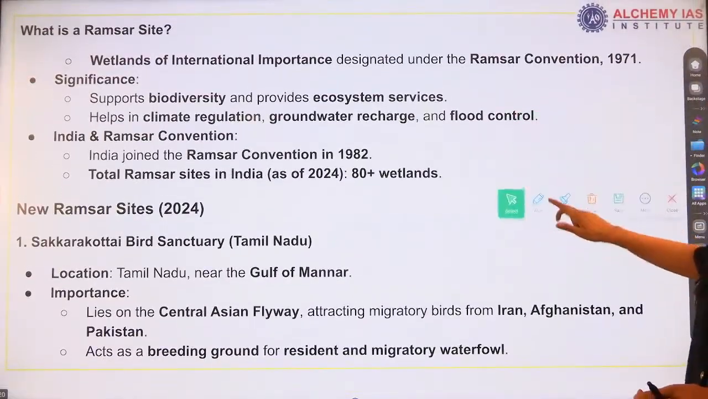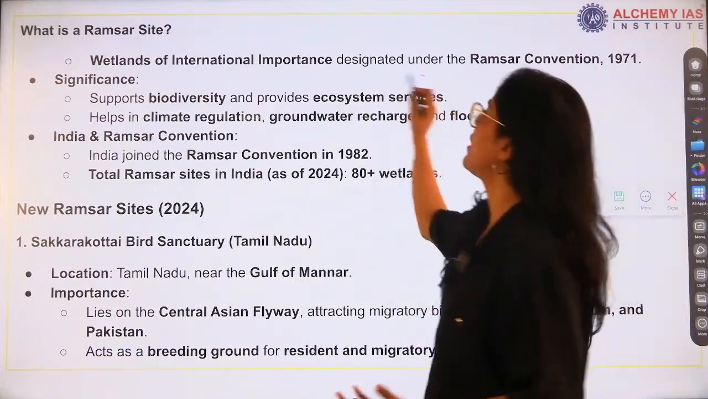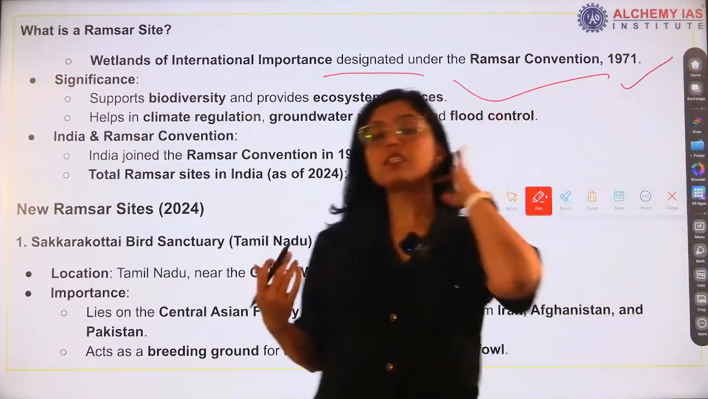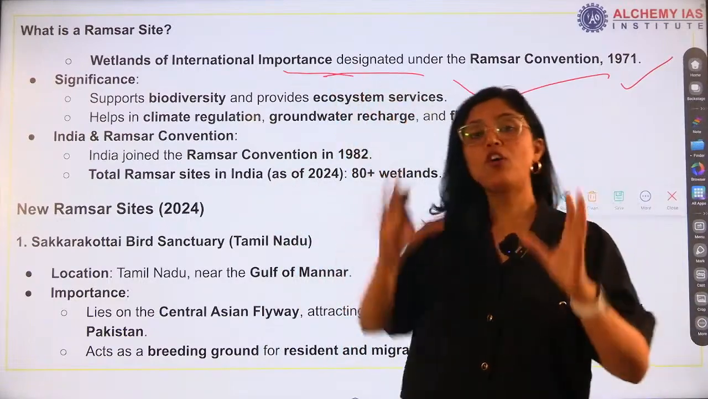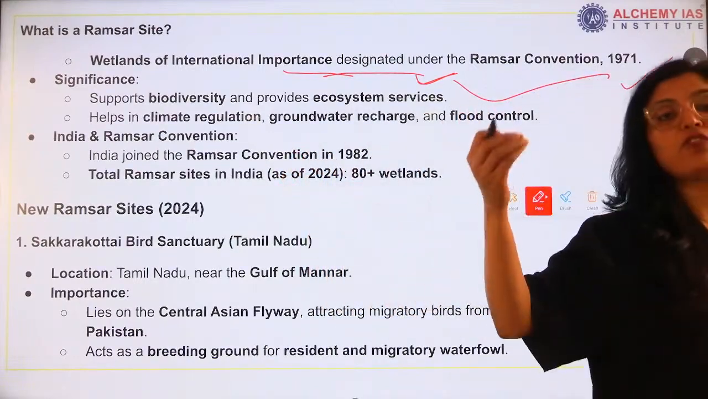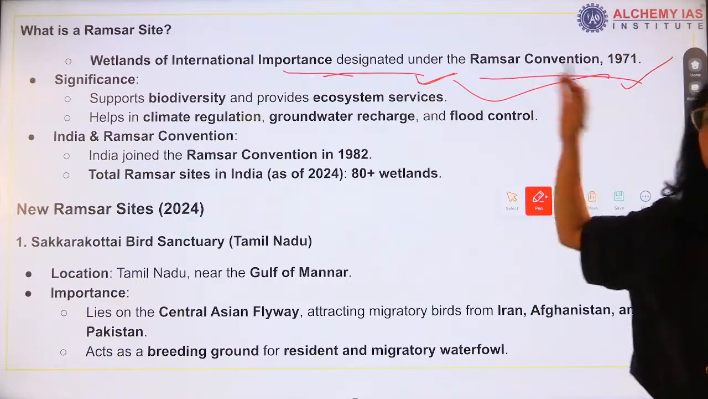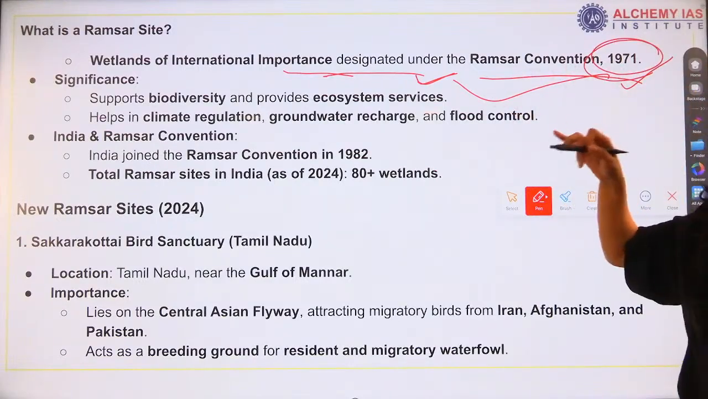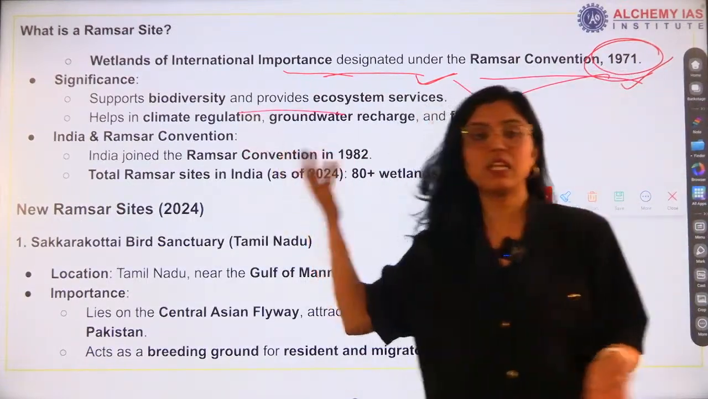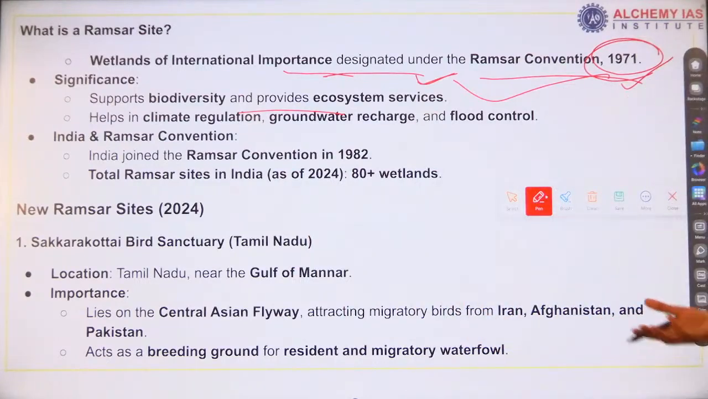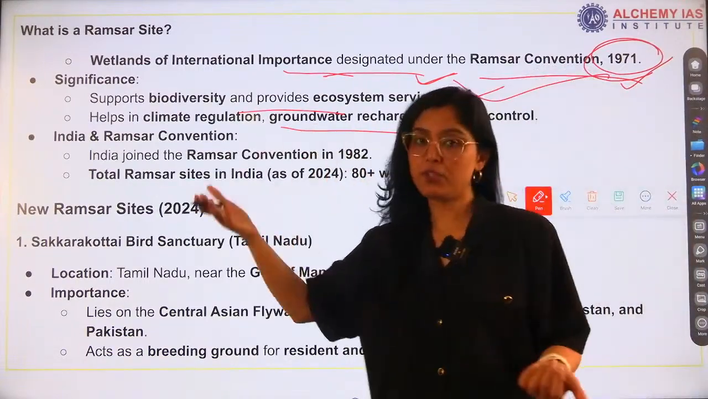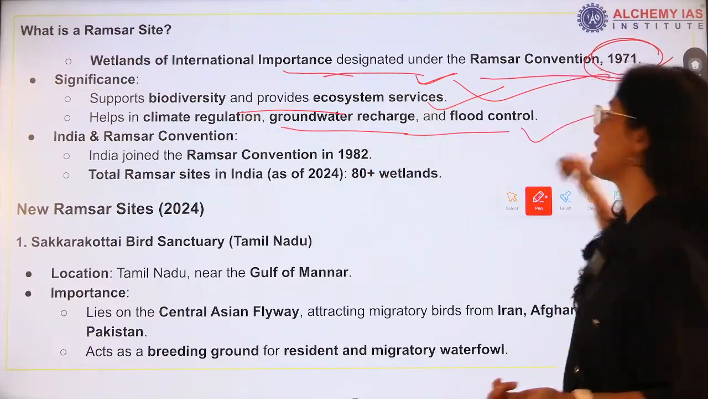What is a Ramsar site? First of all, what is a Ramsar site? Wetlands of international importance designated under the Ramsar Convention 1971. All the wetlands which are important at the international level are given the status of Ramsar. And this came under the Ramsar Convention in 1971. Very, very important. This is a simple fact which can be asked anytime. Now, what is the significance of giving this Ramsar tag? First, it supports biodiversity and provides ecosystem services. Next is climate regulation. So many benefits are there: groundwater recharge and flood control.